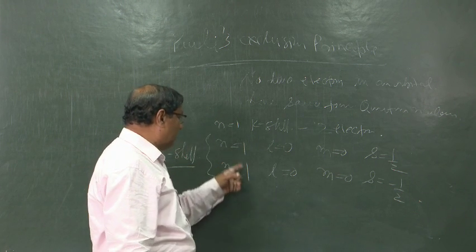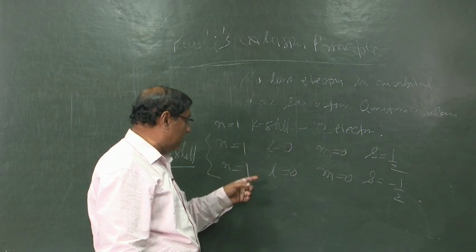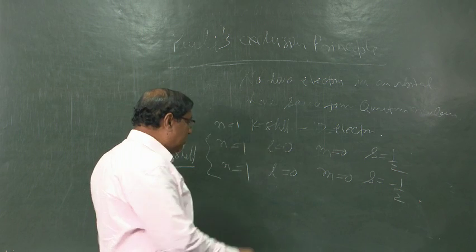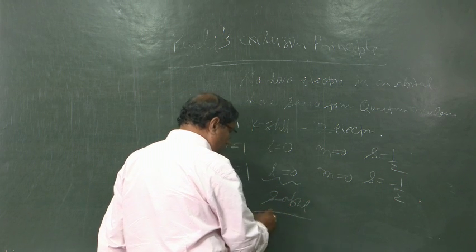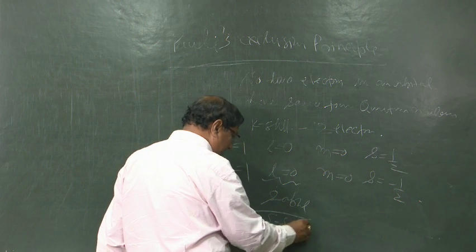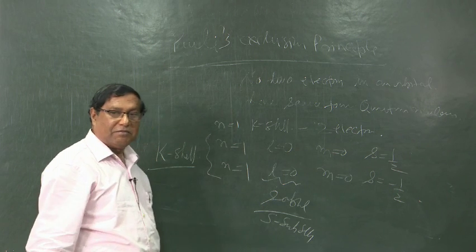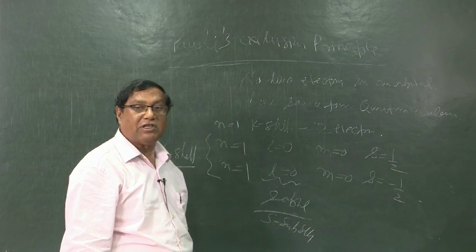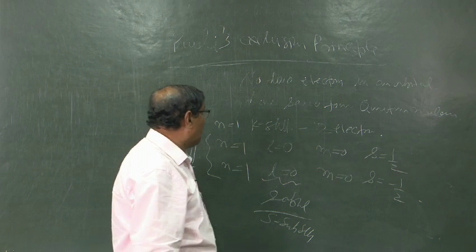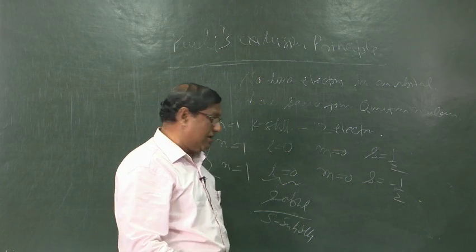So 2 electrons, that means in the s orbital. In the s orbital there are 2 electrons. L is equal to 0 means it is the s orbital or s subshell. So 3 quantum numbers may be the same, but the 4th quantum number is different. This is known as Pauli's exclusion principle. Why it is called Pauli's exclusion principle, I will tell later.